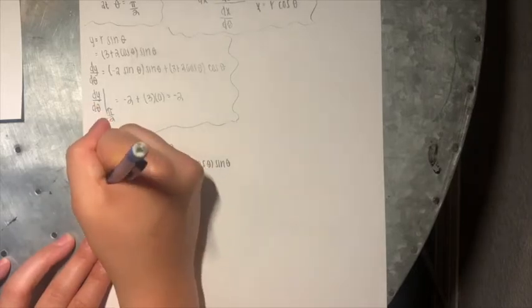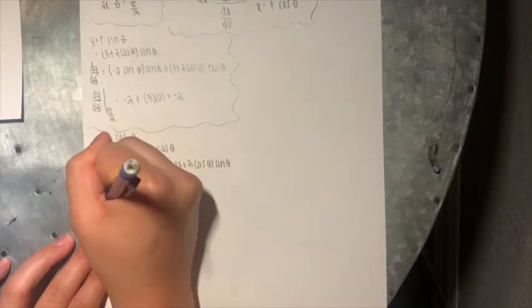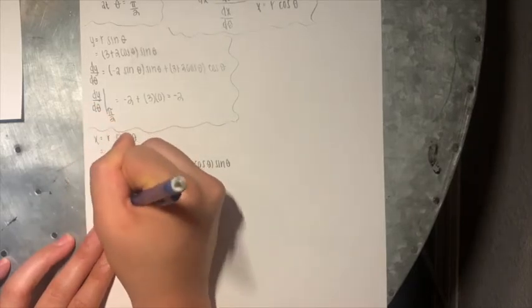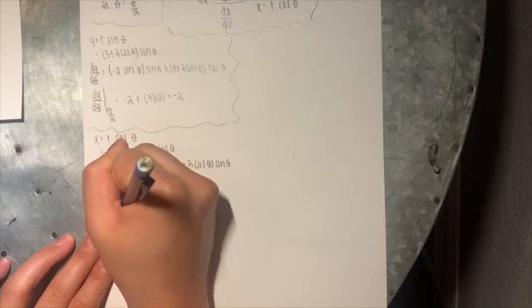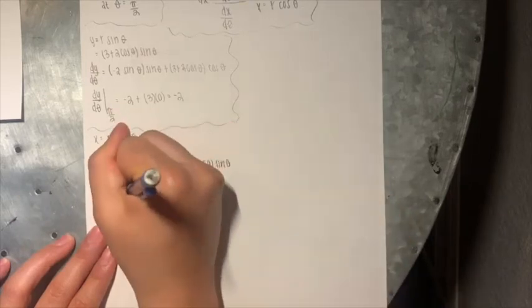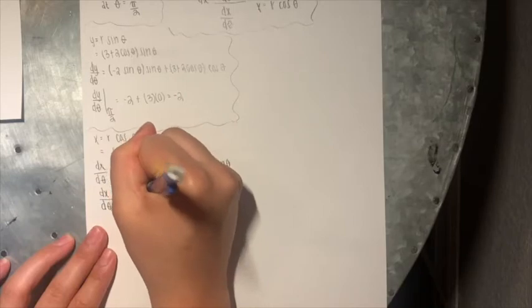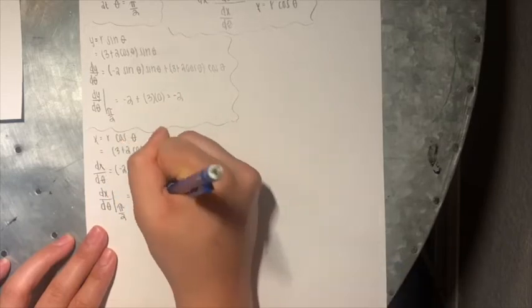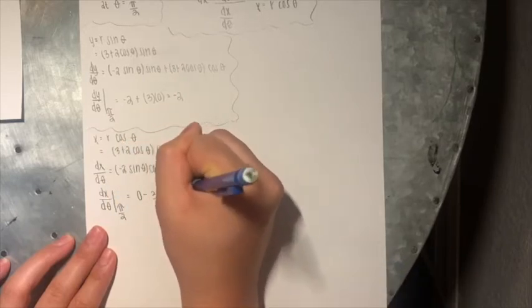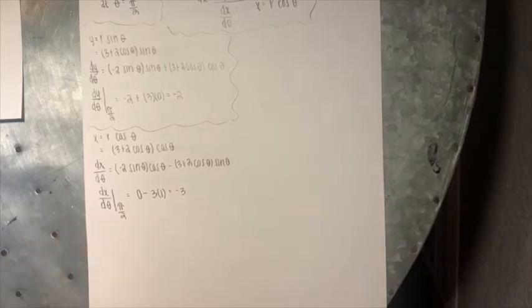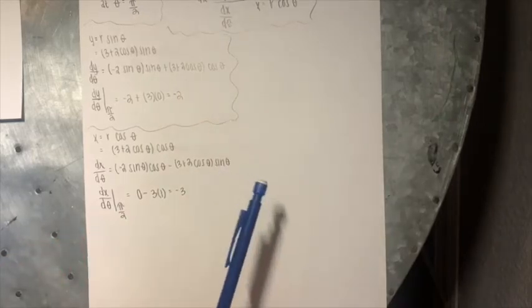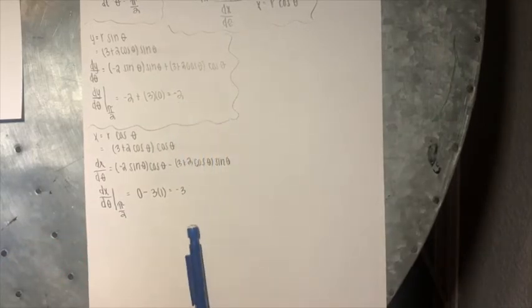So just like we did with y, I want to find dx d theta at pi over 2. So this will equal 0 minus 3 times 1, which equals -3. Okay, so now we have our two values. We have -2 and -3.